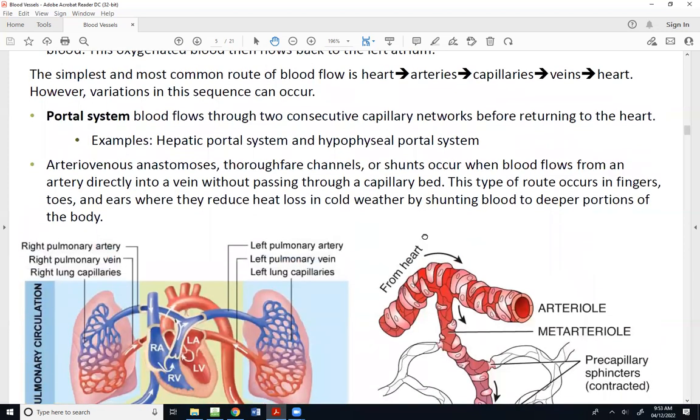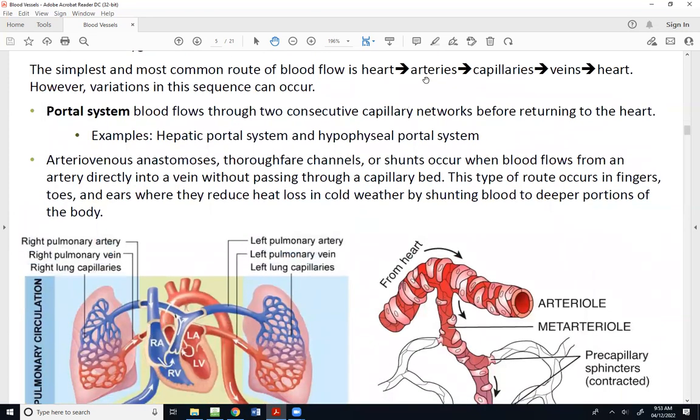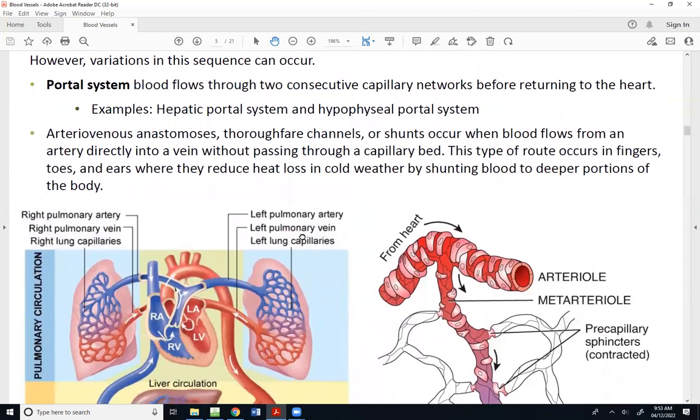Now, the simplest and most common route of blood flow is from our heart into arteries, then to capillaries, then to veins, and then the heart. However, variations in this sequence can occur. We've talked about one of these examples before, but a portal system is going to allow blood to flow through two consecutive capillary networks before returning to the heart. We talked about it back when we talked about the hypophyseal portal system. That's up in our brain.